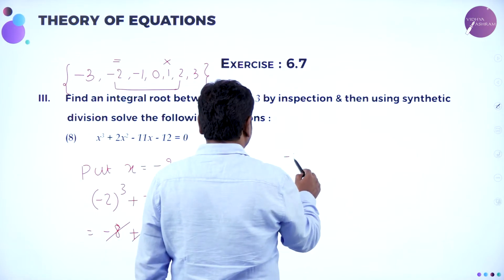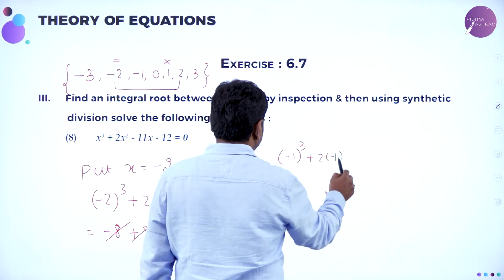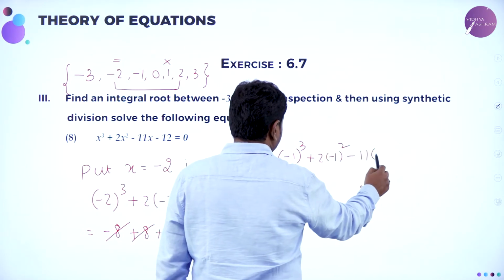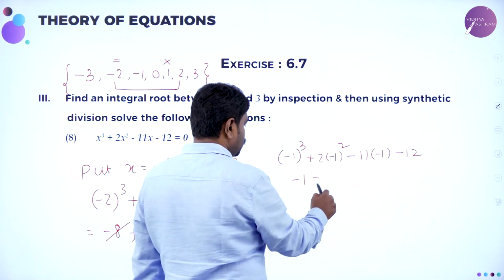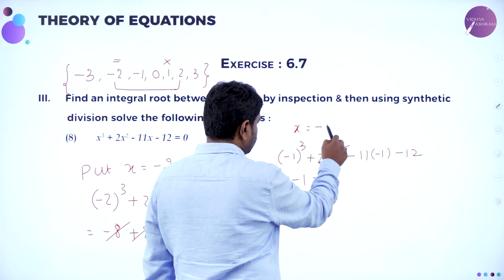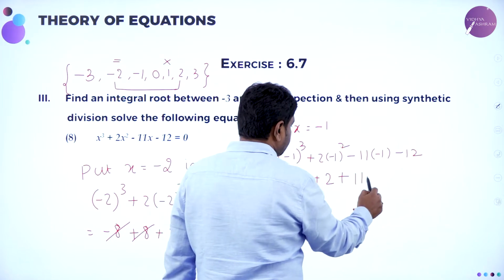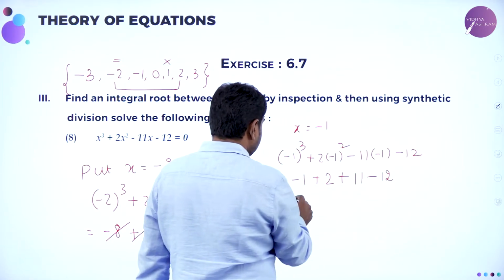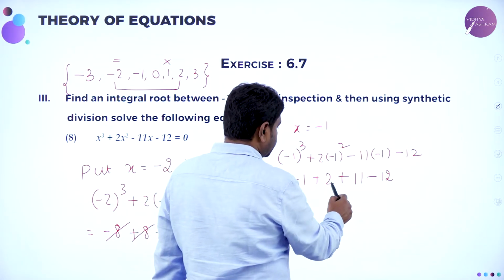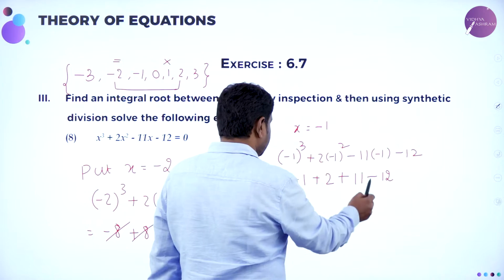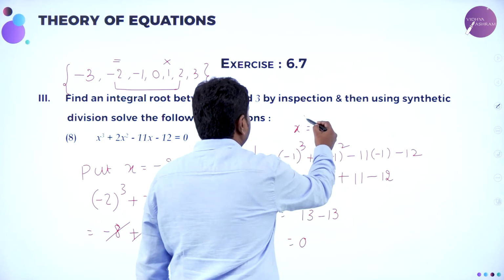If you trial with minus 1, the whole cube, plus 2 into minus 1 the whole square, minus 11 into minus 1, minus 12. So this minus 1 cube is minus 1, plus 2 into, I am trying x is equal to minus 1. Minus 1 the whole square is plus 1, 2 plus 11 minus 12. Simplify this. Sorry, 11 plus 2 is 13. Minus 1 minus 12 is minus 13. It gives you 0. So therefore, x is equal to minus 1 satisfies.